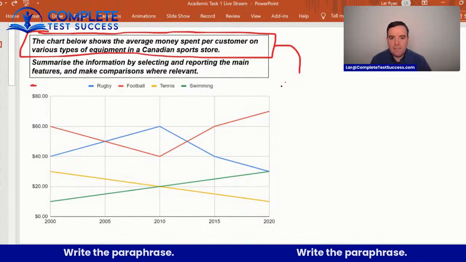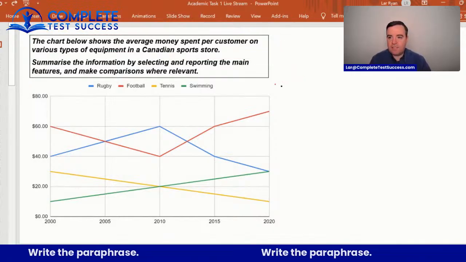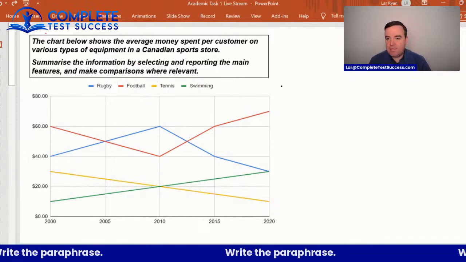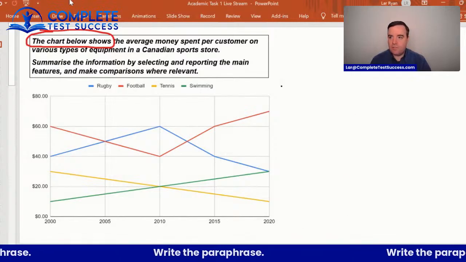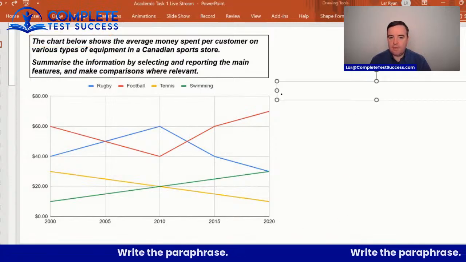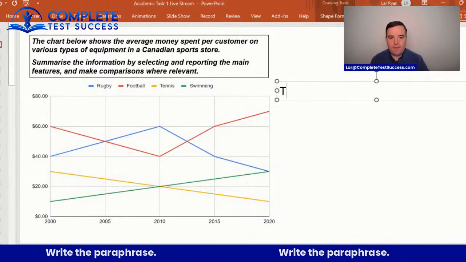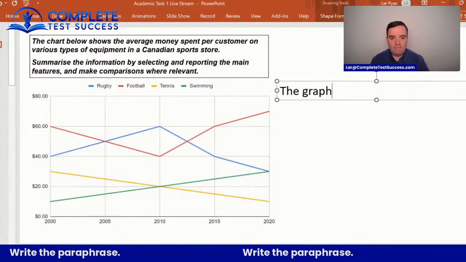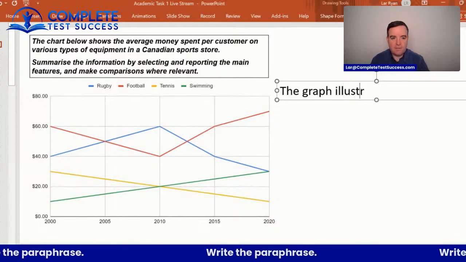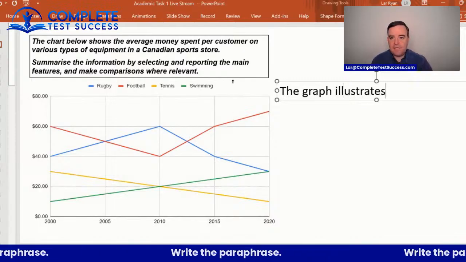One thing I would say where students go wrong is they try to change too many things. I'd say keep it simple. Look, the question says the chart below shows. So we're going to say, for example, the graph illustrates. Now take the next bit.